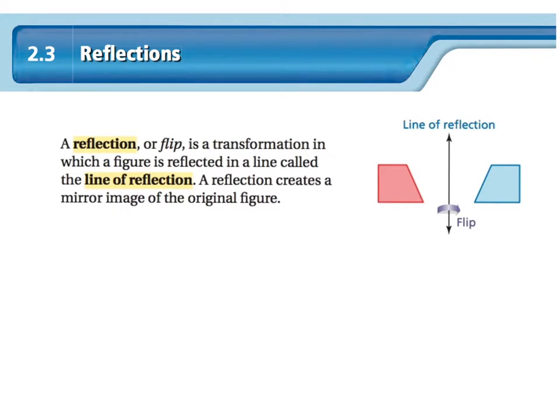A reflection is a transformation in which a figure is reflected in a line called the line of reflection. A reflection creates a mirror image of the original figure. Make note that this is the line of reflection.